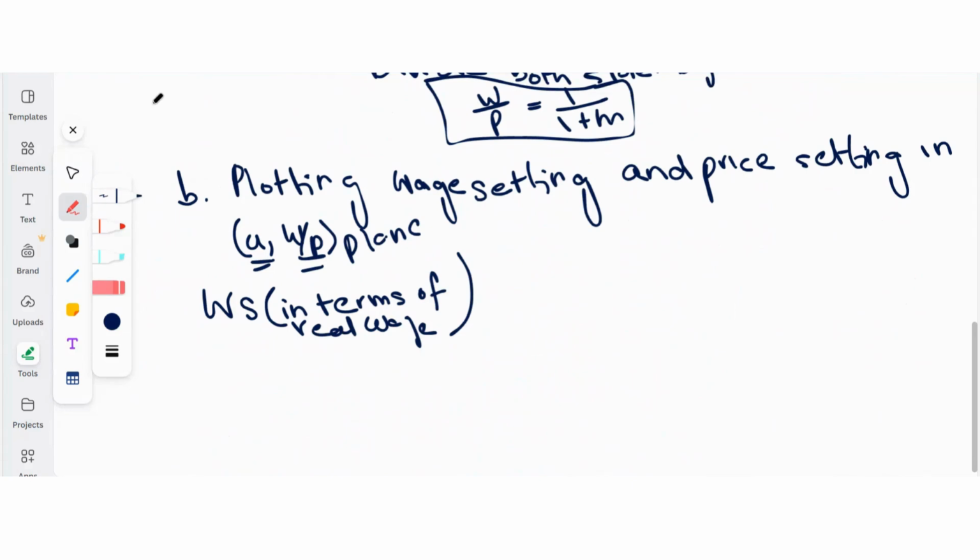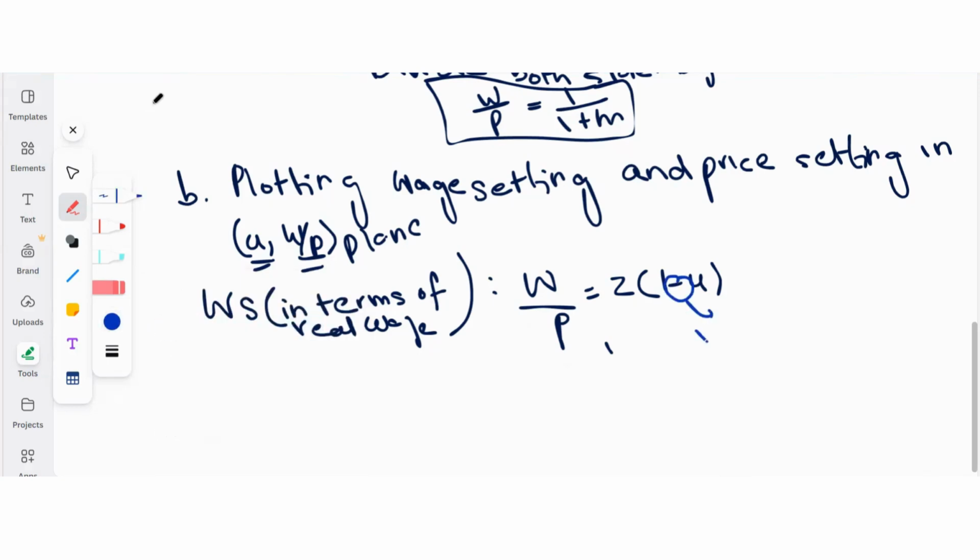The fact that we wanted to plot it with W by P on the vertical axis is why it was helpful that in part A we expressed both in terms of the real wage, because now we nicely have the variable that we're plotting on the vertical axis on the left-hand side of each equation. So the WS equation in terms of the real wage is W by P. This is what we're plotting on the vertical axis, and U is what we're plotting on the horizontal axis. So now we have our equation nicely in the form where the variable on the y-axis is a function of the variable on the x-axis, which makes it easier to plot.